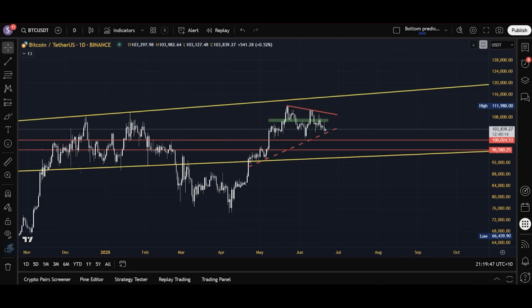And what we see is that the yellow one on the bottom is offering macro support at 93,000. The yellow one on the top is offering macro resistance at 114,000. And for that reason, in order for Bitcoin to continue this bull market, we need to break the top one. And in order for Bitcoin to invalidate the bull market and go down into a bear market, we need to break the bottom one.